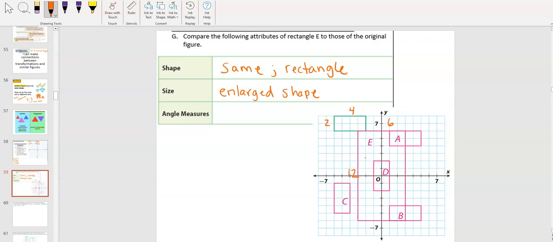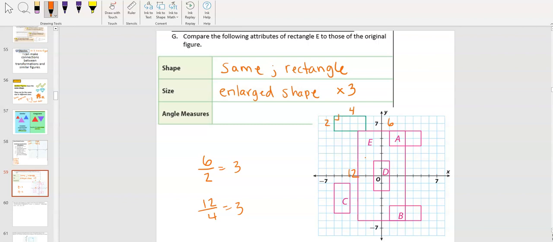Okay, its scale factor, if I do little side to little side, so my new side was 6, my old was 2, that's 3. My new side was 12, my old was 4, that's 3. So my scale factor is 3. So we times our shape by 3. And we also know that if we go back in the rules, you'll see that it was 3x and 3y. And then the last part are my angles.